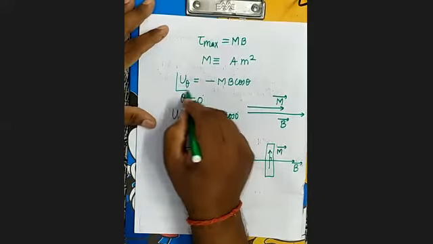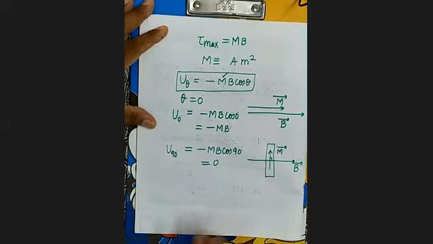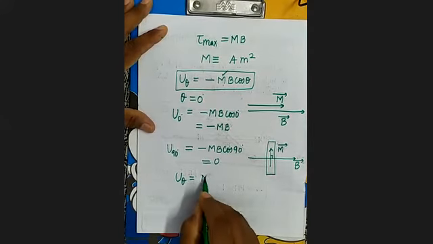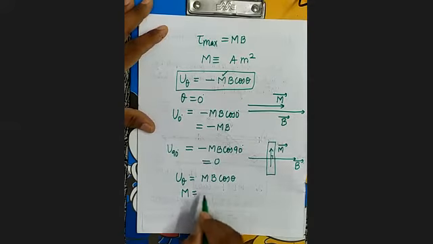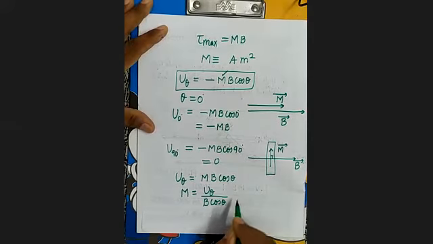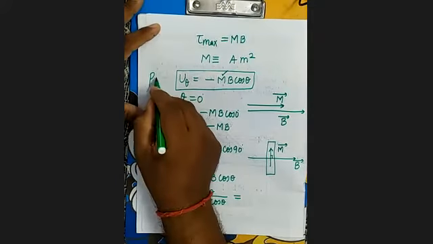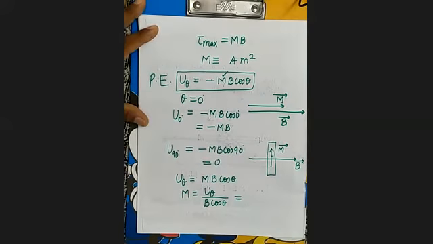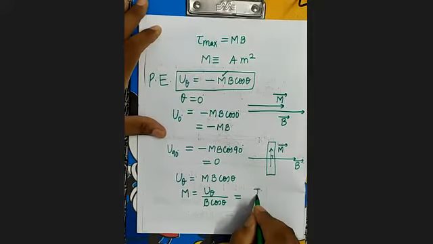Now by using this formula, we will deduce one unit of M that I was going to tell. So see here, numerically it is equal to MB cos theta. So what will be M? U theta upon B cos theta. Now what is U? U is potential energy. This is the formula of potential energy. What will be its unit? So if you see, its unit will be joule.